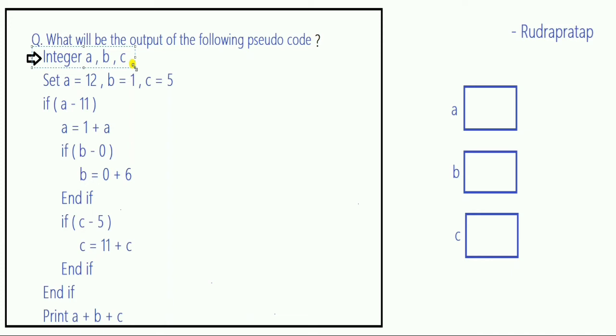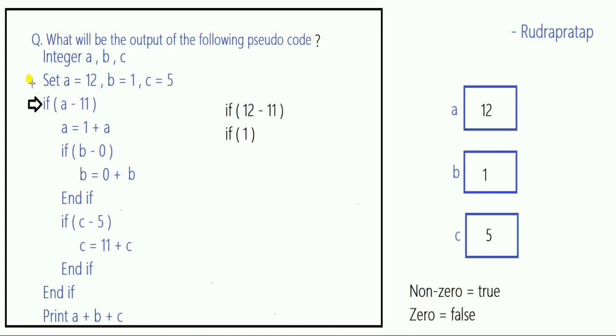And in this question we have three variables a, b and c. I have represented them on the right hand side of the screen. After that we got the initial values of the variables. The value of a is 12, the value of b is 1 and the value of c is 5. And now we have an if condition. In the if condition we have a minus 11. The value of a is 12, 12 minus 11 is 1.